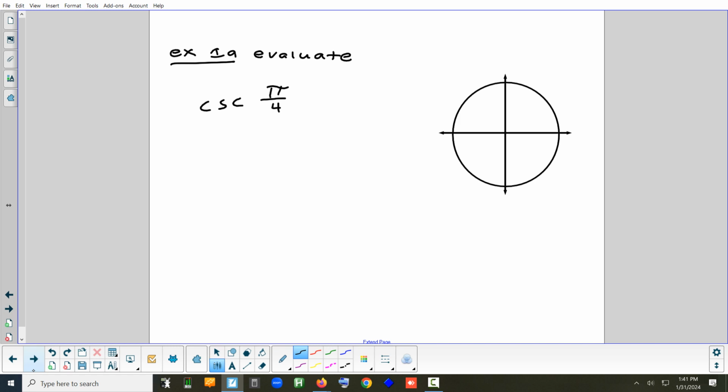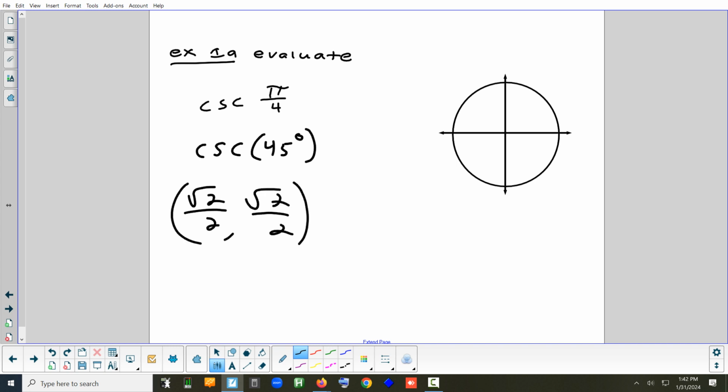All right, so you tell me, what do you think you should do first? Convert it to degrees. All right, why are you changing to degrees? So we can find the coordinates easier. Okay, sure. So that's going to be the cosecant of, what did you say pi over 4 is? 45 degrees. Okay. And now, what is the coordinate for 45 degrees? Yep. Square root 2 over 2, root 2 over 2.